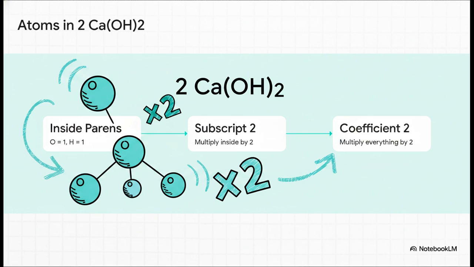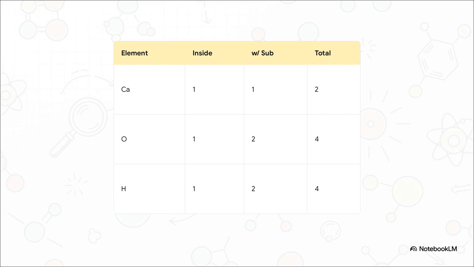Step 2, look right outside those parentheses at the little subscript 2. That means we multiply what's inside by 2. So now we're looking at 2 oxygens and 2 hydrogens. Step 3, we absolutely cannot forget that big coefficient 2 at the very front. That is going to multiply everything in the whole molecule by 2. So, let's look at the final tally here.